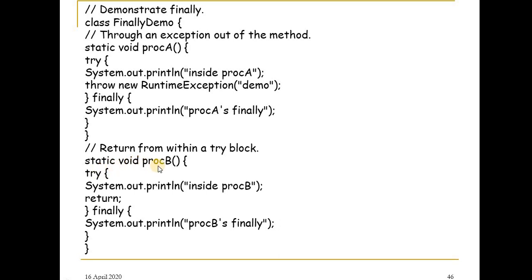The next method, procB, will have a try block and a finally block. Inside this try block, we are just displaying inside procB. No exception object is being thrown inside this try block. After that, we have the finally block telling procB's finally.